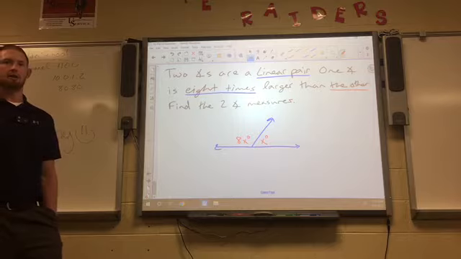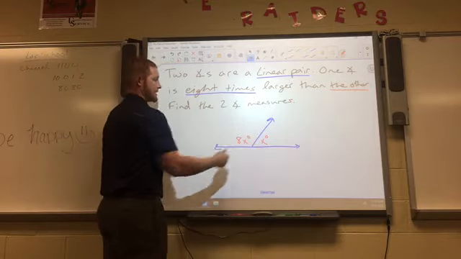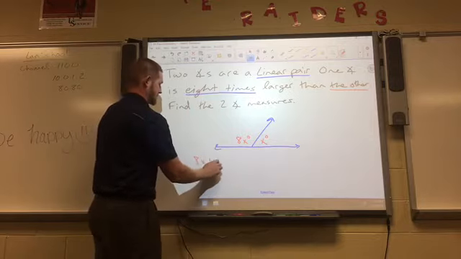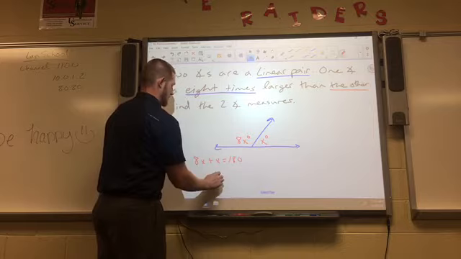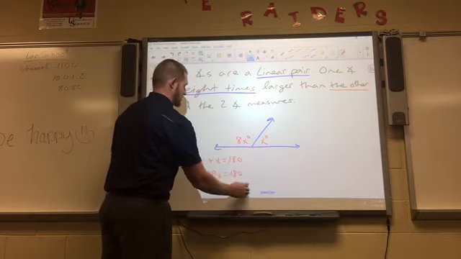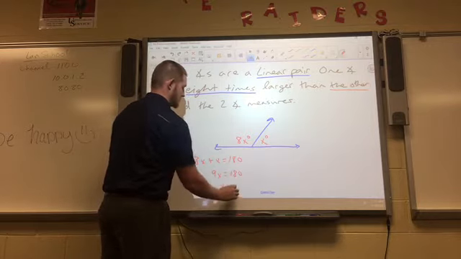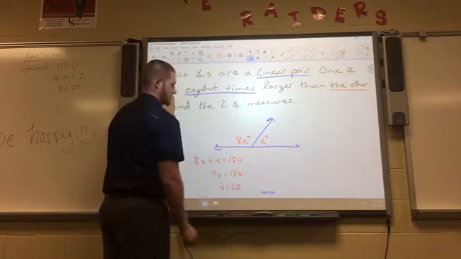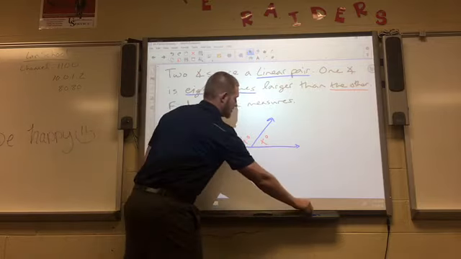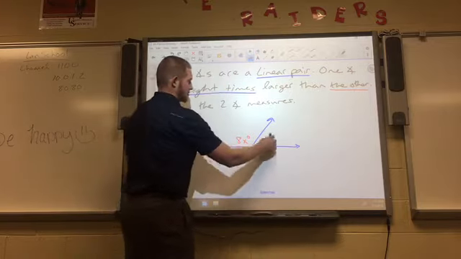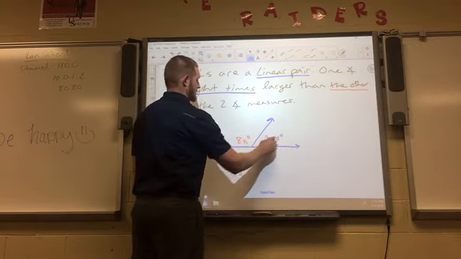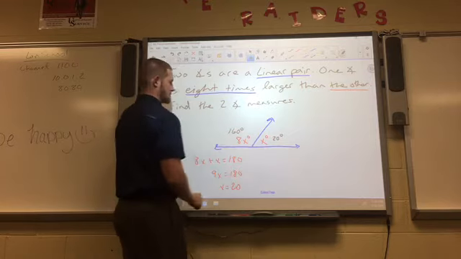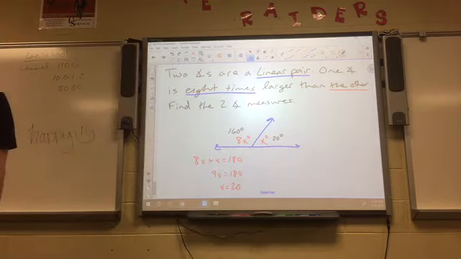Now I have an equation because I know that these 2 things together should add up to 180. So I know that 8x plus x is 180. 9x equals 180. So x must be 20. Okay, so this angle measure is 20 degrees. This one is 160 degrees.